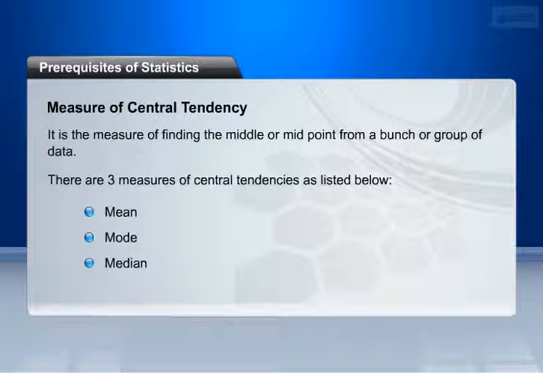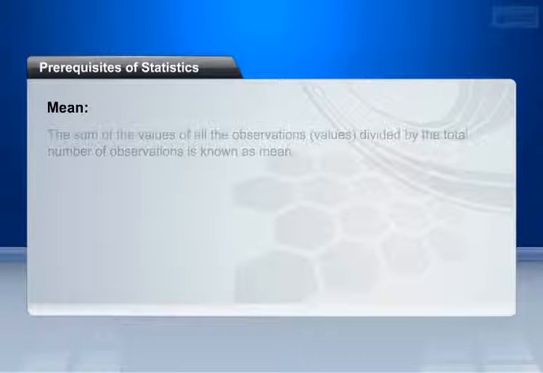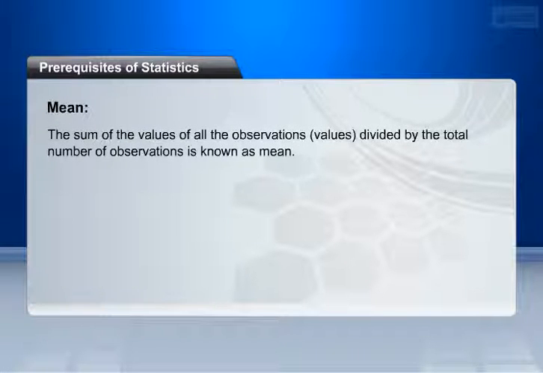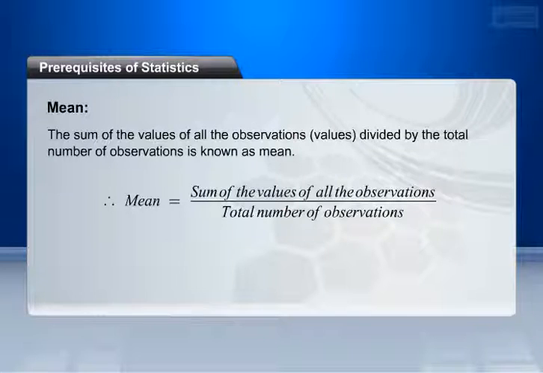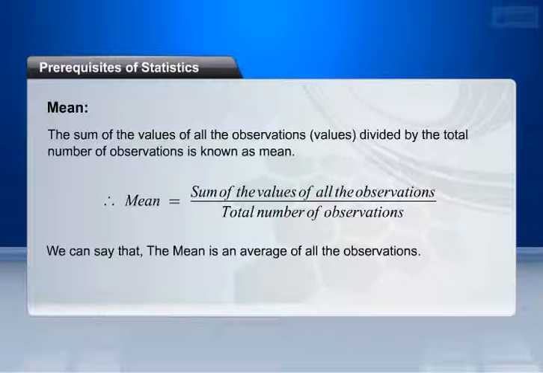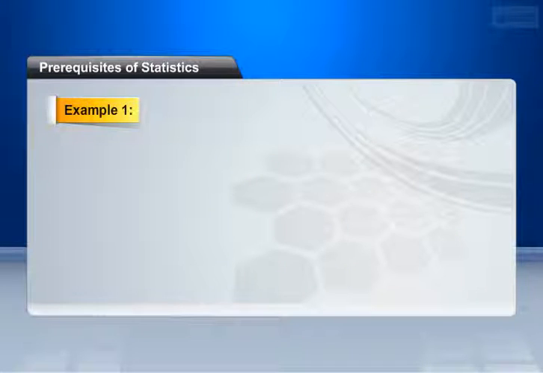Now, let's discuss all three measures of central tendencies. Mean. The sum of the values of all the observations, or values, divided by the total number of observations is known as mean. Therefore, mean is equal to sum of the values of all the observations, by total number of observations. We can say that the mean is an average of all the observations. Let's see an example for understanding mean.